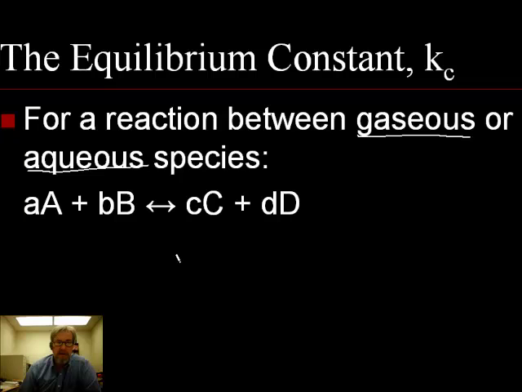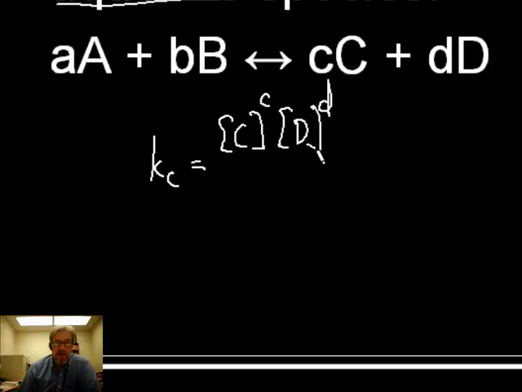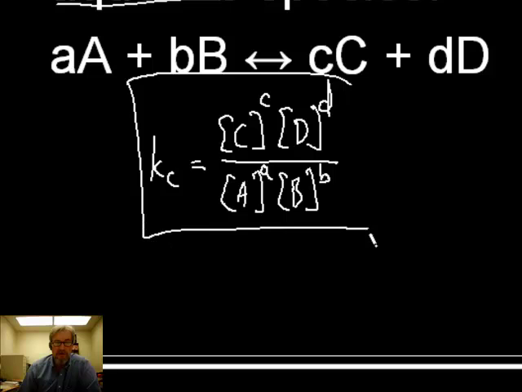For a generic reaction between gaseous or aqueous species A, B, C, and D, this is how Kc can be evaluated. The equilibrium constant is equal to the concentration of products, C and D in this case, raised to their coefficients, little c and little d, divided by the concentrations of reactants, A and B in this case, raised to their coefficients. And that should give us a consistent, predictable way to determine how far the reaction goes before it reaches equilibrium. So once again, terms for solids and liquids do not appear in this definition.